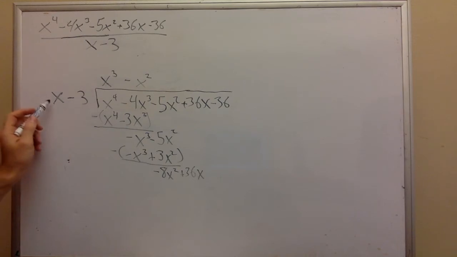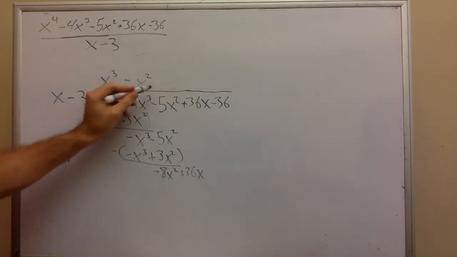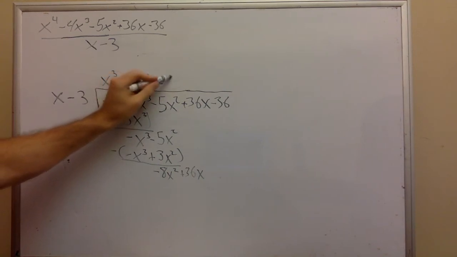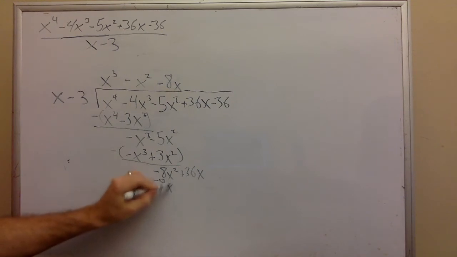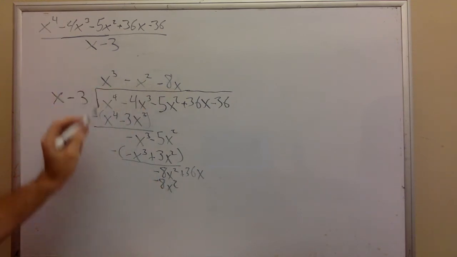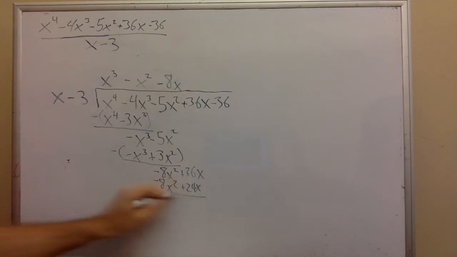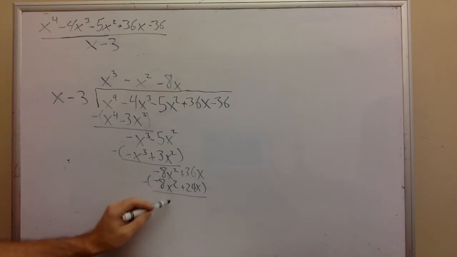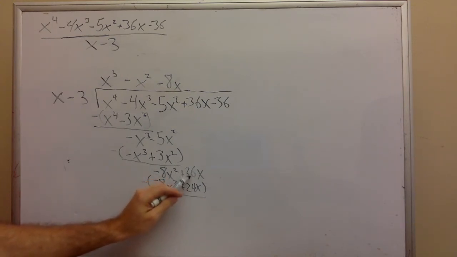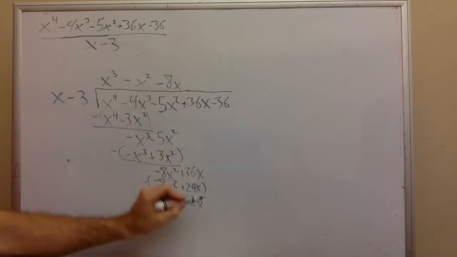Good. Okay, so we're looking again. I need a negative 8 and another x. So negative 8x. Multiply that through. Multiply there. That gives me a positive 24x. I'm going to subtract. These disappear. That's 0. So 36 minus 24. That's going to be a 12x. Again, I'm going to drop another term.